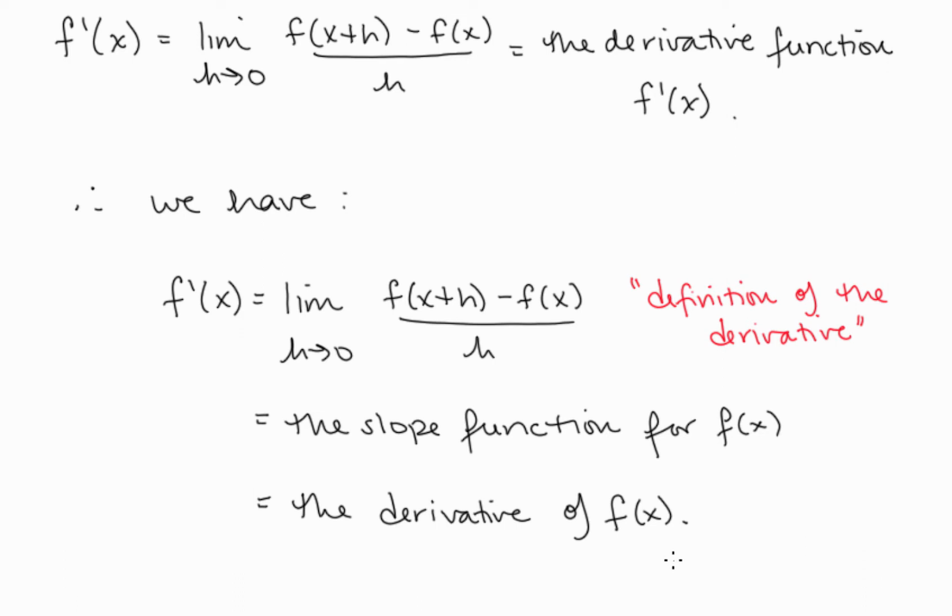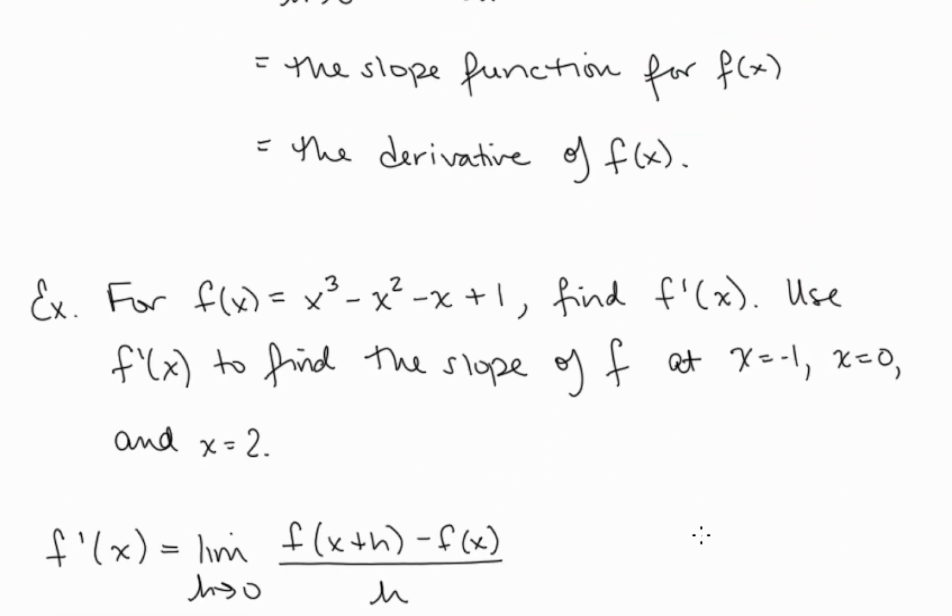And so similar to the list of expressions that are equivalent we saw above, we have this shorter list of equivalent expressions. We have f prime of x is the limit as h goes to 0, f of x plus h minus f of x over h. This is known as the definition of the derivative. We know that this is the slope function for f of x, also called the derivative of f of x, or the derivative function for f of x.